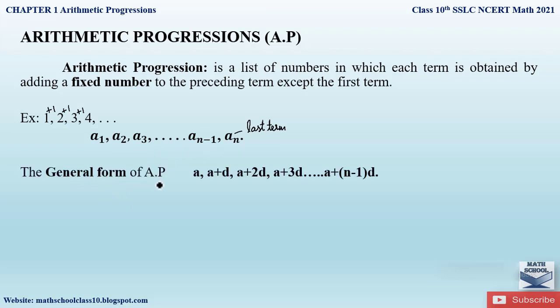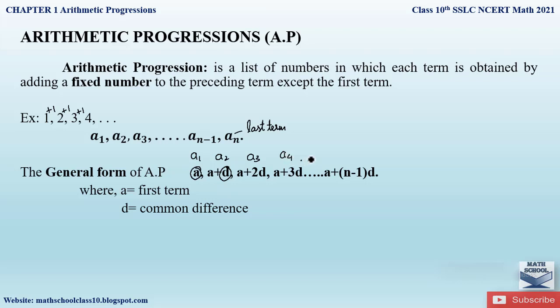So the general form of an AP is given as a, a plus d, a plus 2d, a plus 3d and so on till the nth term. So here a is our first term and d is our common difference. When you add d to the first term, you get the second term. Similarly, when you add another d to the second term, we get the third term. So this is our first term, second term, third term, fourth term and so on, and this is our nth term an. So the major difference between all these terms is the common difference d, which is common for all the terms.